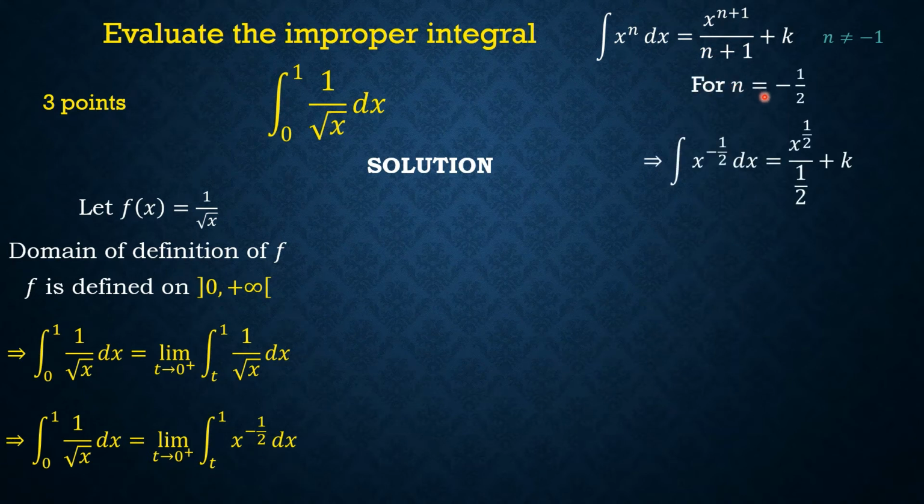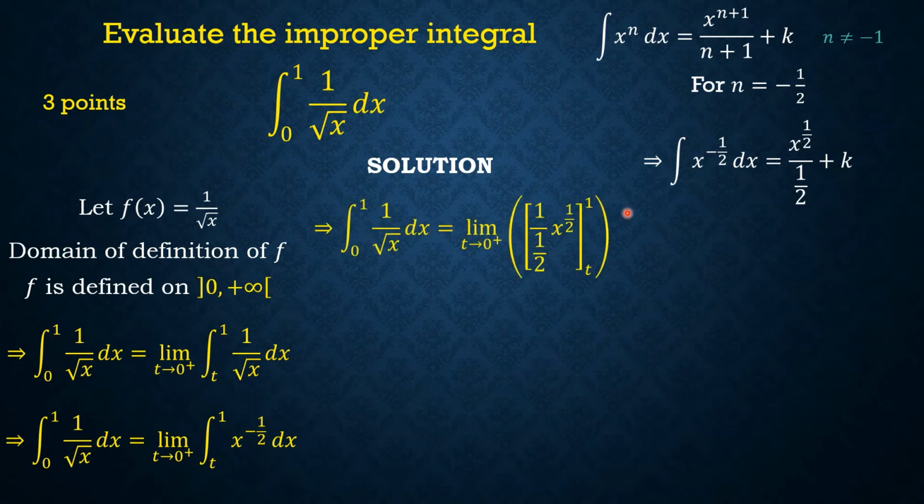Okay, so for n equal to negative half, we can just fit in negative half here. We have x to the negative half plus 1, which is half, divided by negative half plus 1, which is half, then plus my constant of integration. Now when I introduce it to my definite improper integral, the constant of integration cancels out, and I just introduce my limits at the bounds.